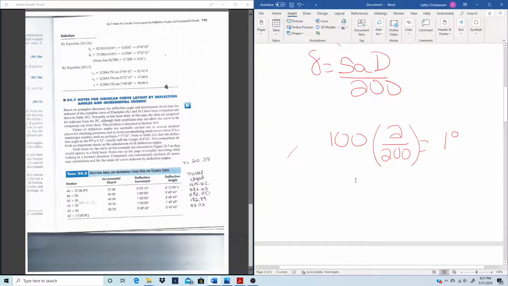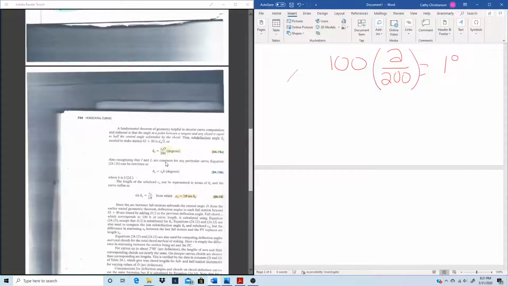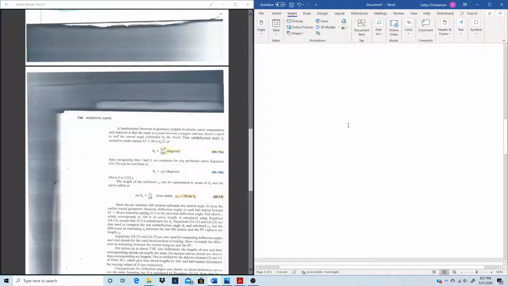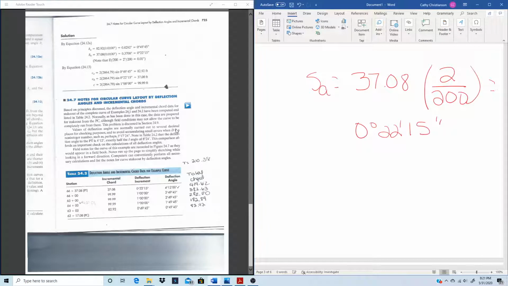Okay, for the last one, that's going to be the little that's left over. I'm going back up here, and my deflection angle, the SA, equals 37.08 times 2 divided by 200. And that would give you 0 degrees, 22 minutes, and 15 seconds. Alright, so that's the first calculation you would need to do.